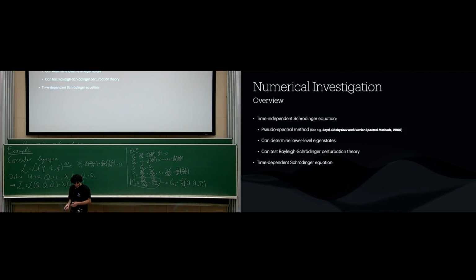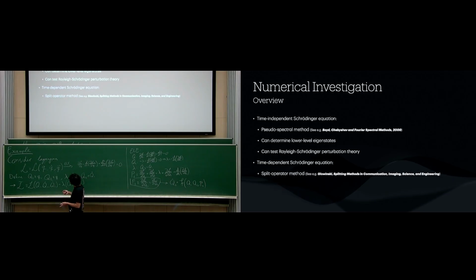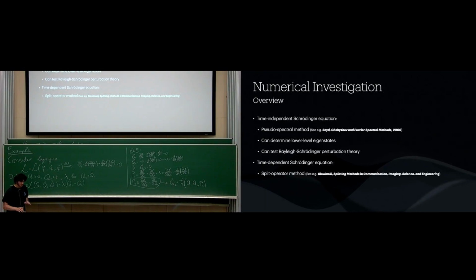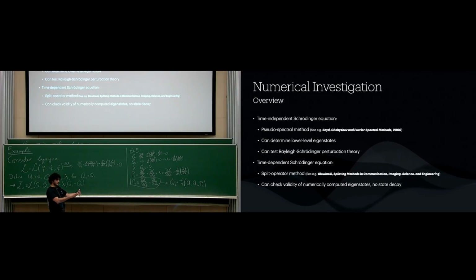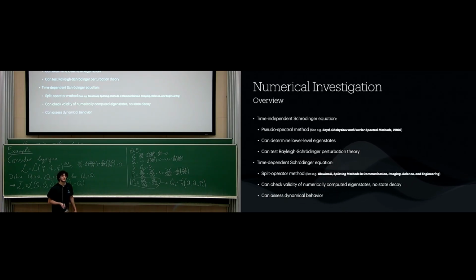In the time-dependent case, I used this sort of split operator method, which is unitary and preserves the norm. Let's keep it at that. This allows us to check whether our eigenstates are actually eigenstates. If we have vacuum decay, as I mentioned, because the Hamiltonian is unbounded from below, you might have energy just disappearing, right, or probability. So we can check this, and we can assess the dynamical behavior of the system. Does it behave normally, in a sense?